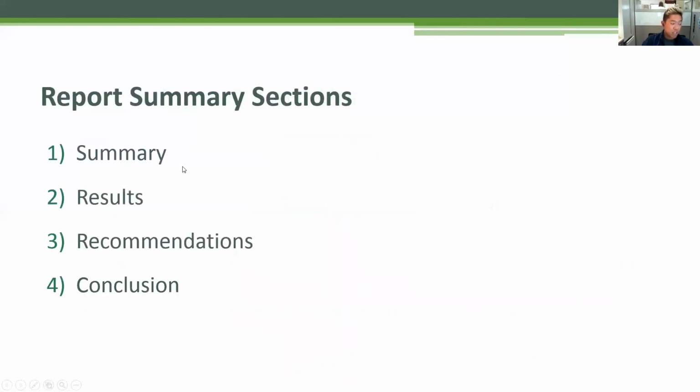These are the 4 sections that I would typically include in a report summary. You have your initial summary, which gives the background information of what was going on. Then you immediately go into the results, what happened. And then from there, recommendations and conclusions. Sometimes you can strike the recommendations section and go straight into conclusions, but I think it's very important for the reader to see what future steps are being considered.